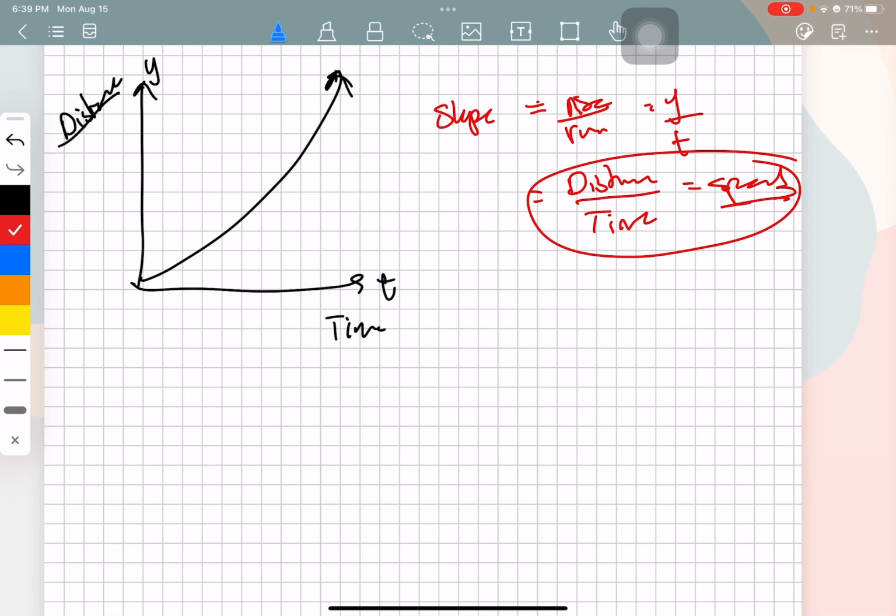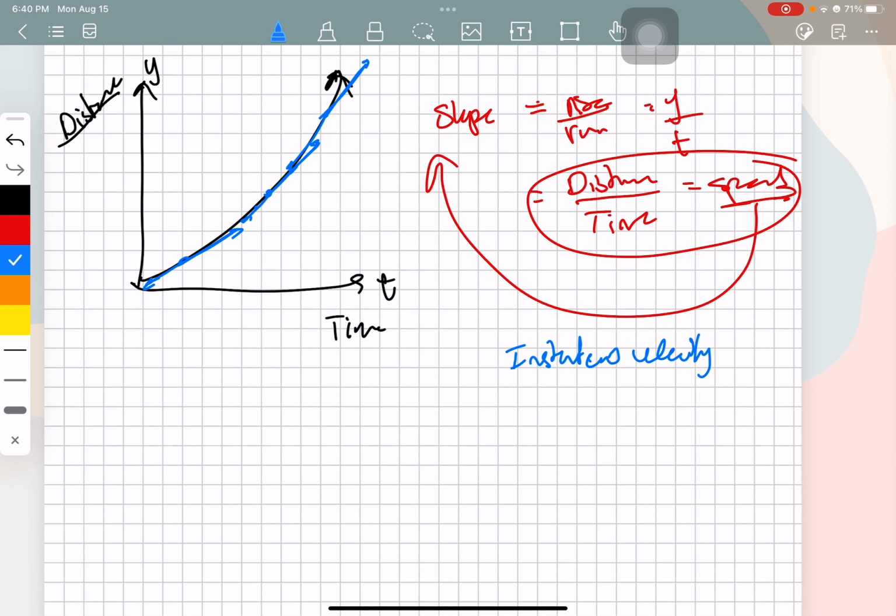So what does that mean? Well, that means your speed is also equal to the slope, because the slope is equal to rise over run, equals y over t, equals distance over time, equals speed. So the speed is equal to slope. Pretty simple. What's the slope at this point? That's your speed at that point. What's your slope at this point? That's your speed at that point. It's very close and it only touches the graph at one point. And that is what we have to know: the instantaneous velocity at some point.